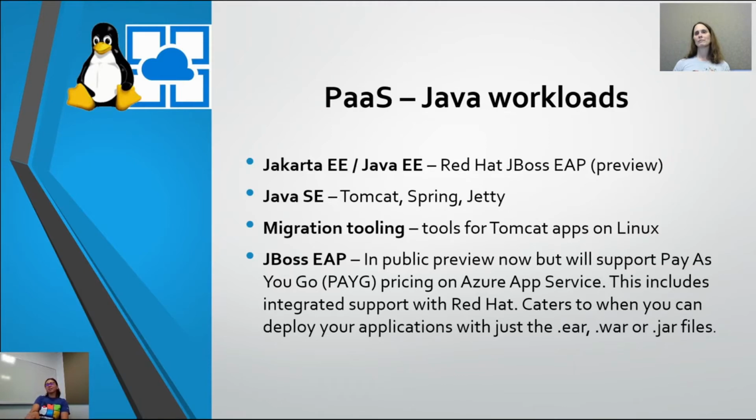So for the partnership that we mentioned earlier with Red Hat, JBoss EAP is now in public preview with App Service. It's a pay-as-you-go model where you only pay for what you use. It also includes integrated support, so you don't have to worry about the app server or the infrastructure. We'll take care of it, and it caters to whatever you want to deploy. So on a traditional Java EE type of deployment, if you have a mix between EAR, WAR, and JAR files, you can deploy all of them into Azure App Service.